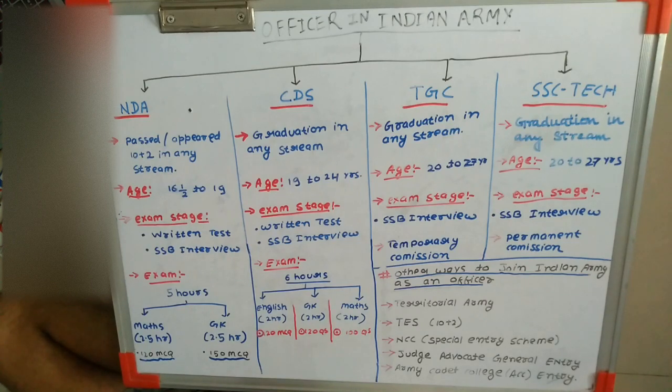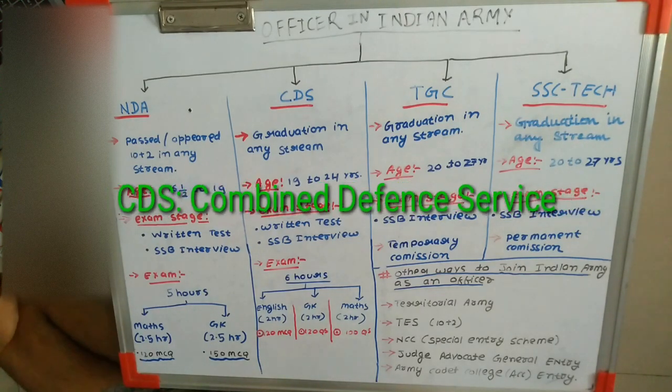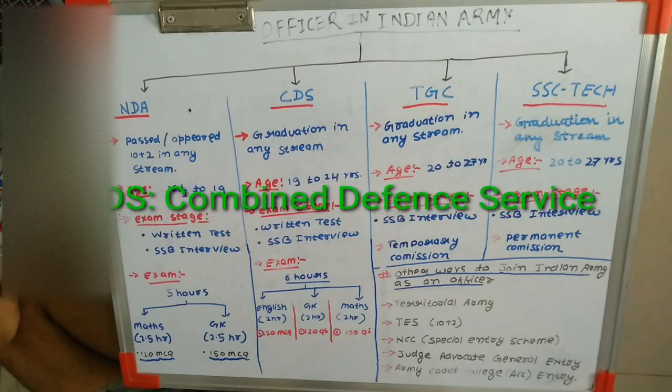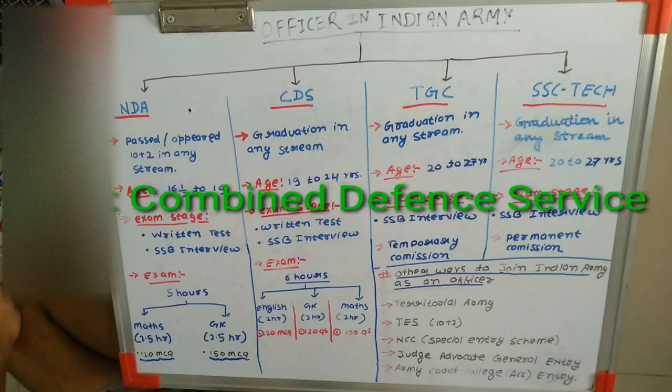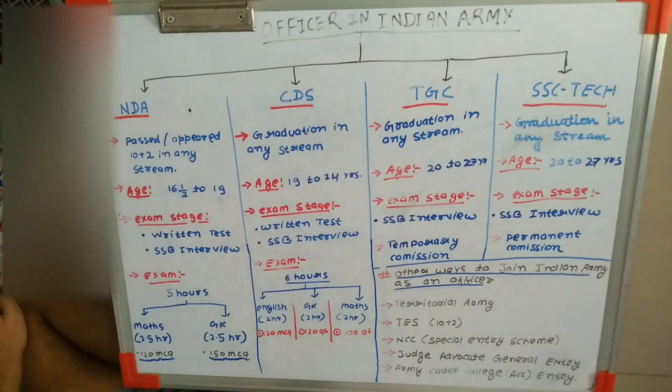Now let's move to the next topic, that is CDS. In order to write the examination for CDS, you must be a graduate in any stream. You should be in the final year of your graduation, or you should have graduated from any stream, be it engineering, medical or any other stream. Now what are the age limits? The age limit here is 19 to 24 years.